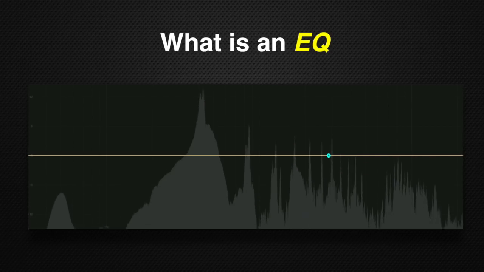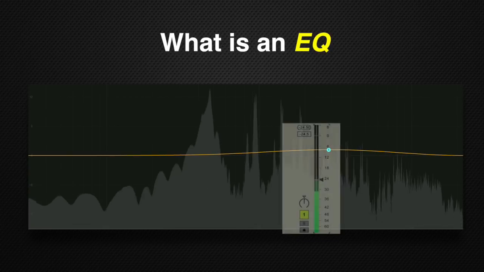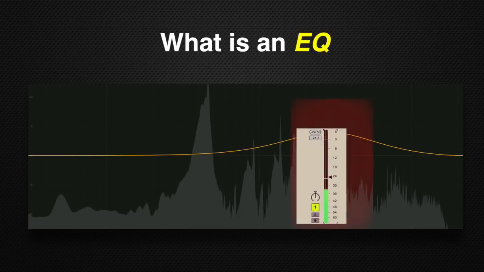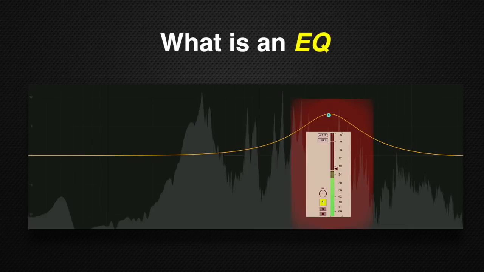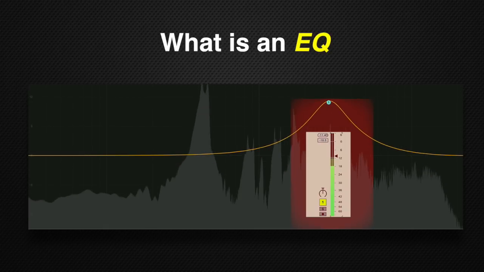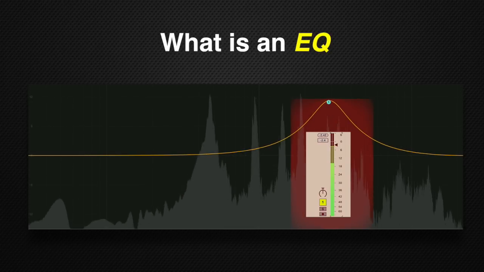We have all heard of EQs before, and many of you have already used them before as they are the most common mixing tool. But what actually is an EQ? An equalizer is a set of filters that adjust the loudness of specific frequencies. So they are, in other words, frequency-specific volume knobs.